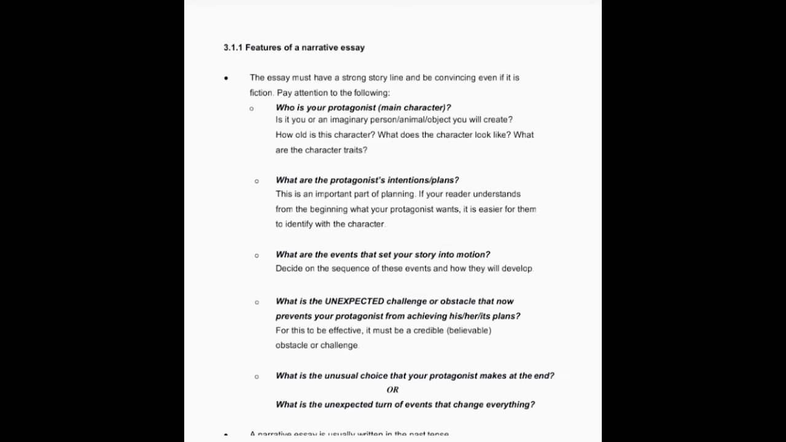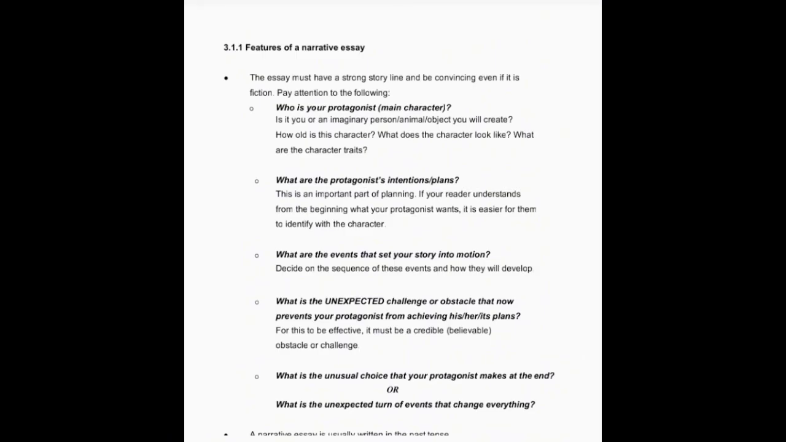Then we move forward. What is the unexpected challenge or obstacle that now prevents your character from achieving his, her, or its plan? The main character must have obstacles or challenges. They must have obstacles or challenges on what? On achieving their goal, or on achieving what they wanted to achieve in your essay. Then we move forward.